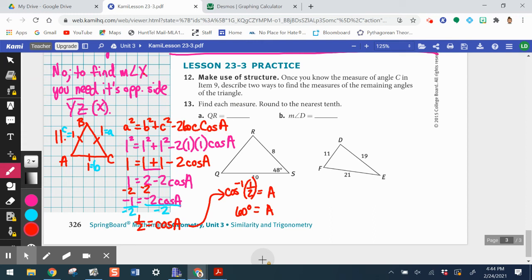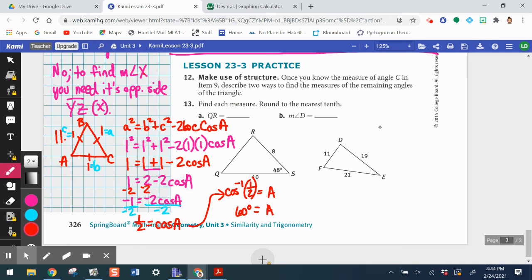I squared my 1's: 1 squared is 1, 1 squared is 1, 1 squared is 1. And then I multiplied 2 times 1 times 1, which is still 2 times the cosine of A. I combine these two 1's here, working left to right. 1 plus 1 is, in fact, 2. So I'm left with 1 equals 2 minus 2 times the cosine of A.